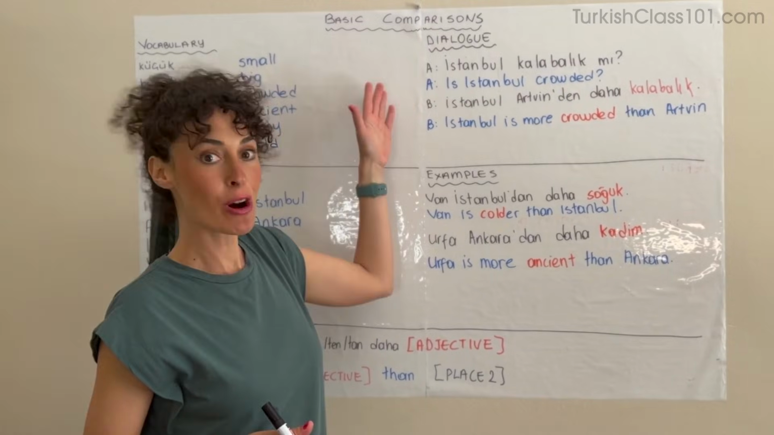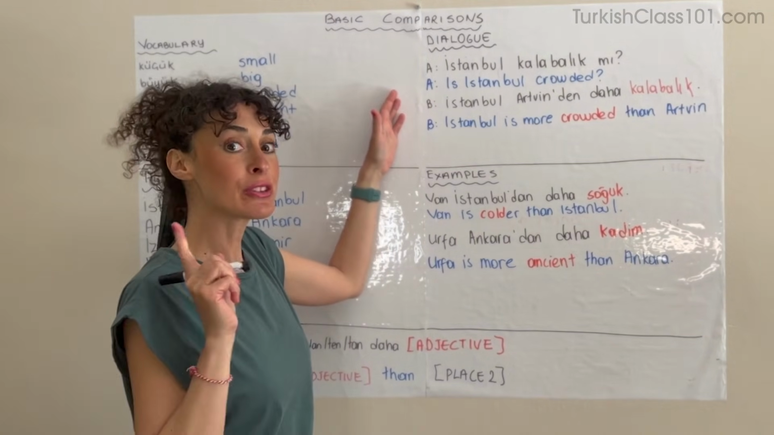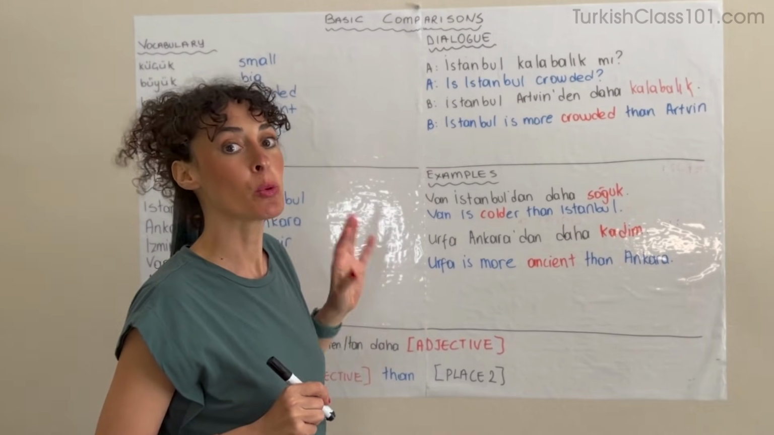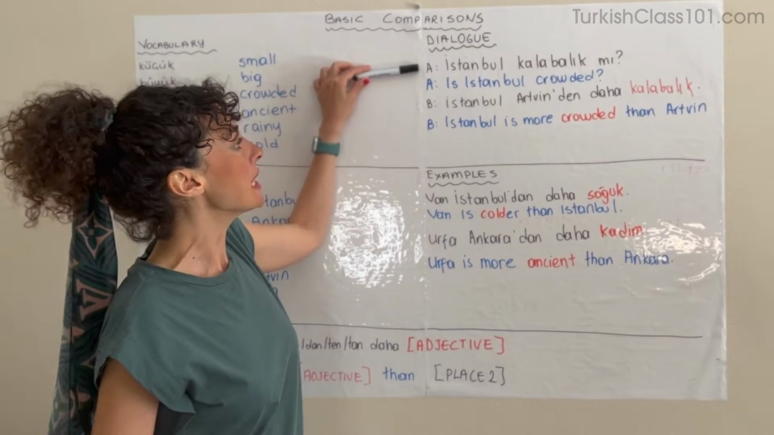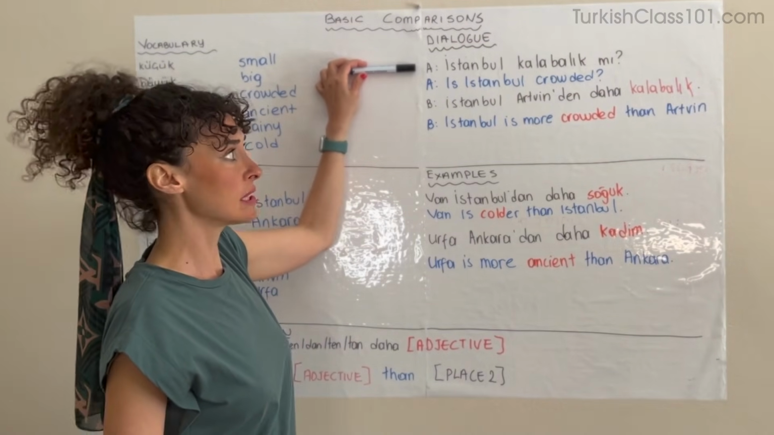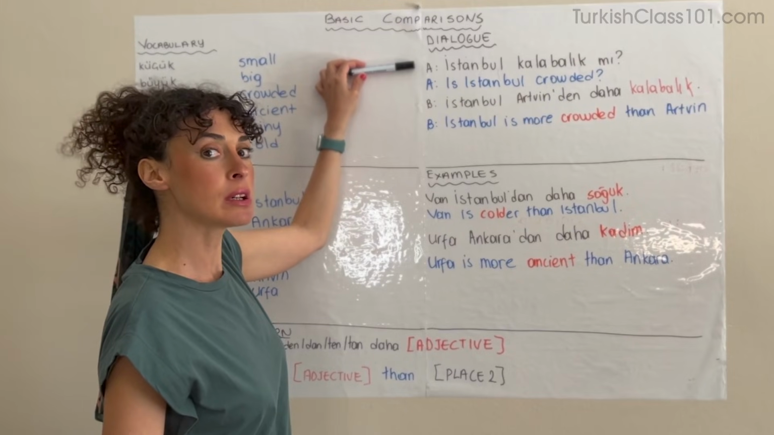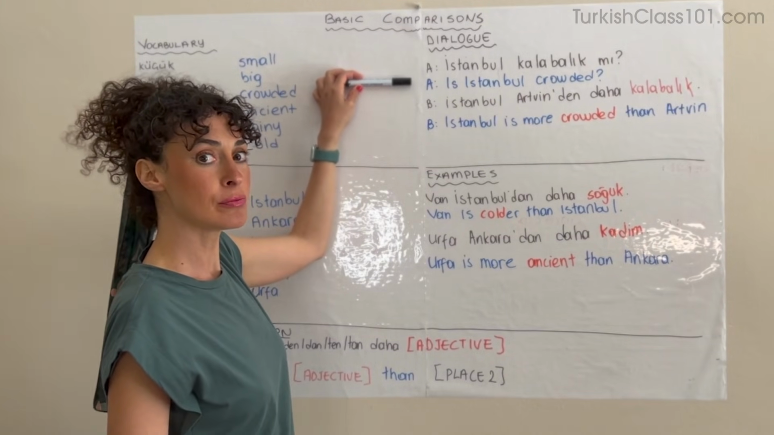Okay, now let's go over the dialogue. When I read the dialogue, I want you to take notice of the adjectives and what comes before the adjectives. İstanbul kalabalık mı? Is Istanbul crowded?